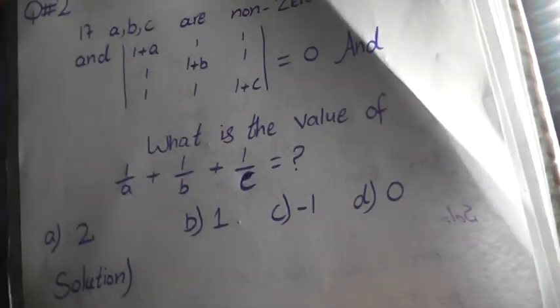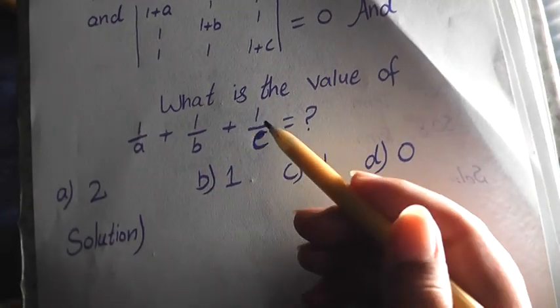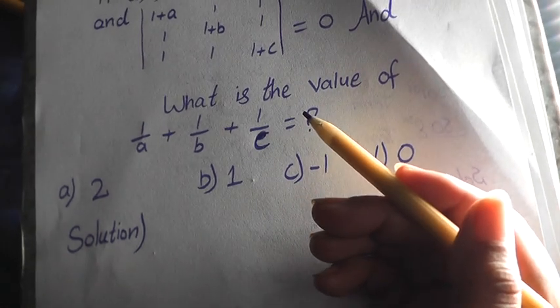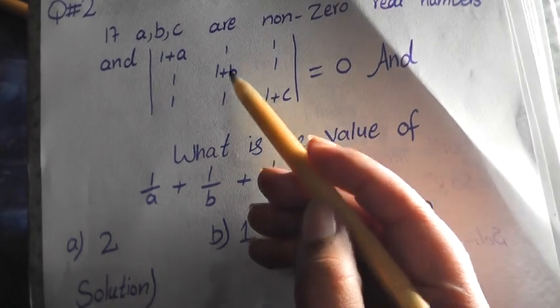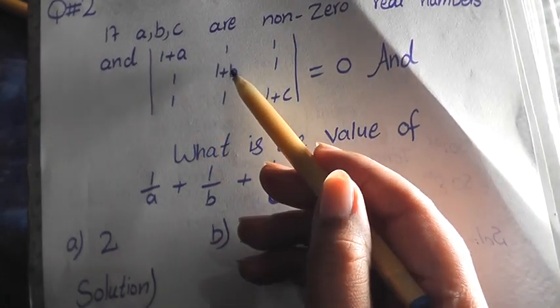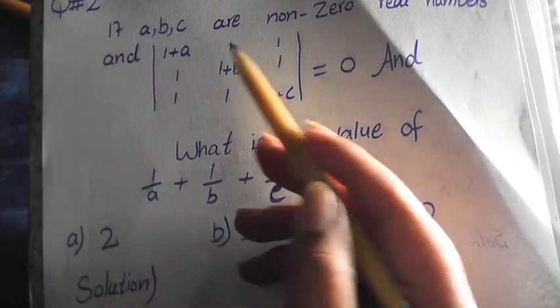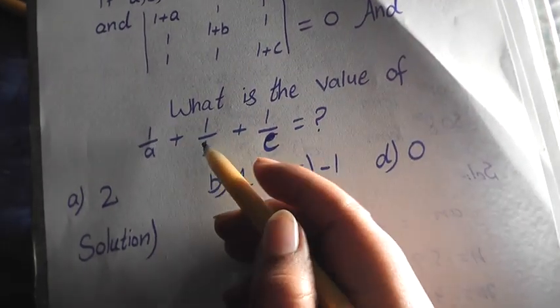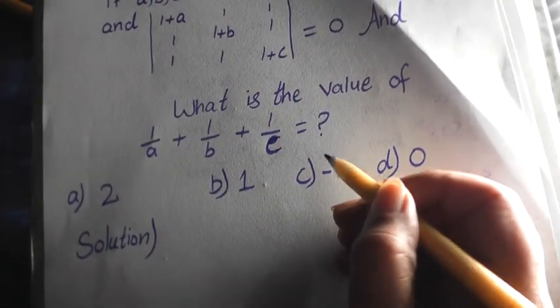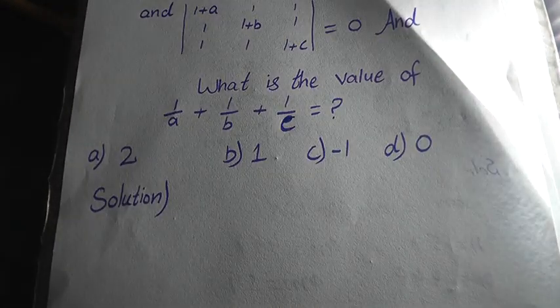If A, B, C are non-zero real numbers and the determinant of this matrix is equal to 0, then what is the value of 1 over A plus 1 over B plus 1 over C? So one determinant like this: all non-diagonal elements are 1 and diagonal elements are 1 plus A, 1 plus B and 1 plus C. Then what is the value of 1 over A plus 1 over B plus 1 over C? The determinant of a matrix like this, with short tricks.